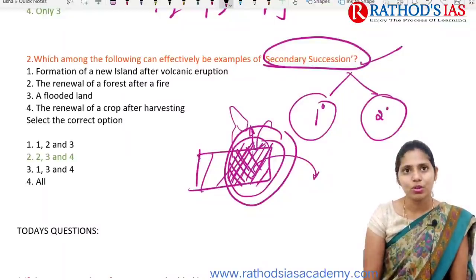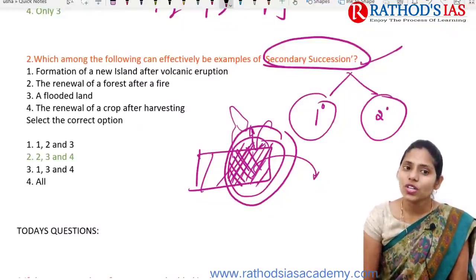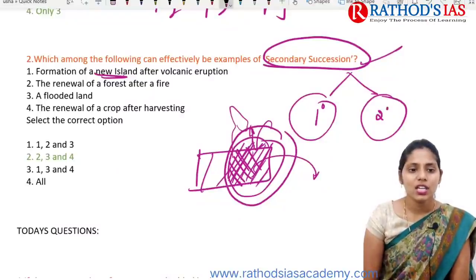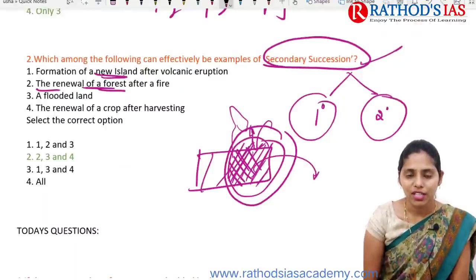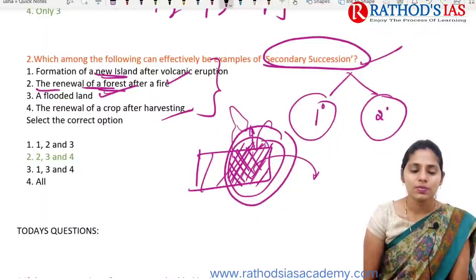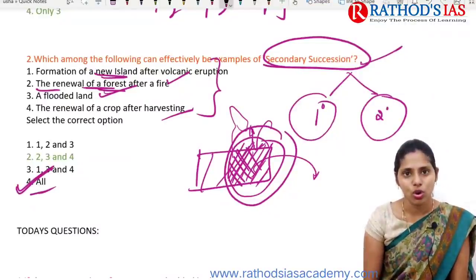So this is very important from your prelims point of view. First one is the formation of island after volcanic eruption. And next one is the renewal of the forest after fire. Yes. And this one is a flooded land. And this one is renewal of a crop after harvesting. Yes, all these mainly come. The answer here is four, all.